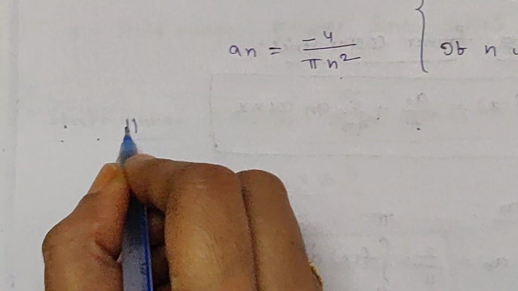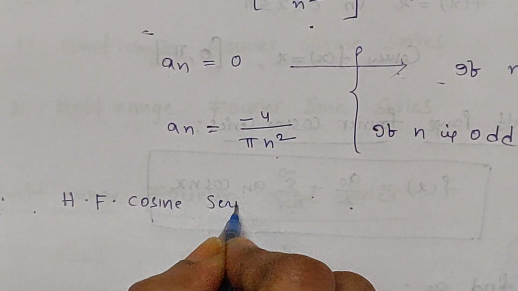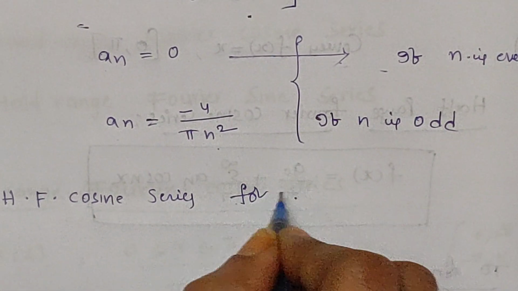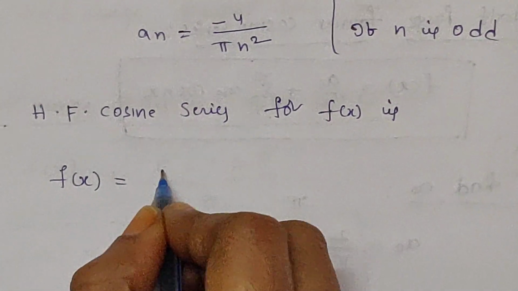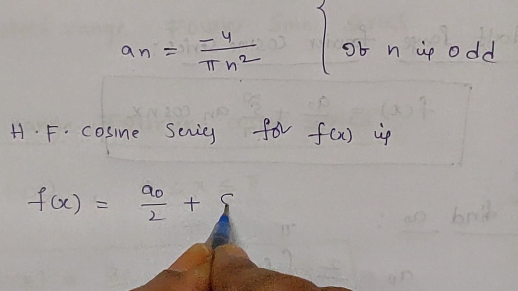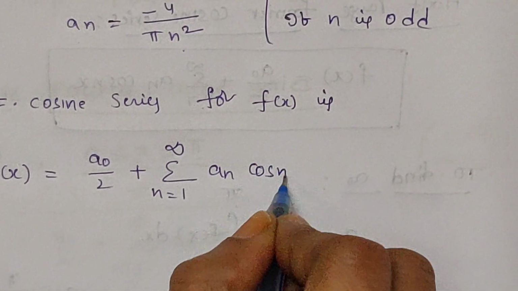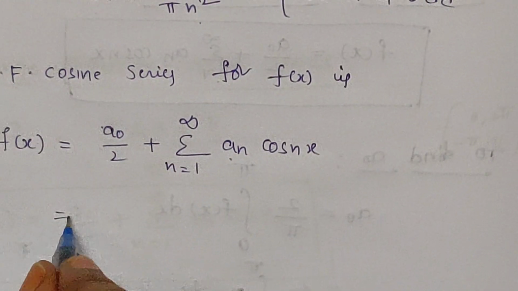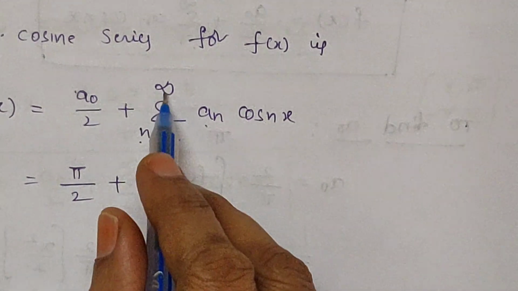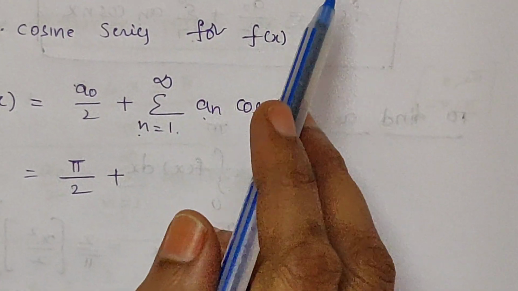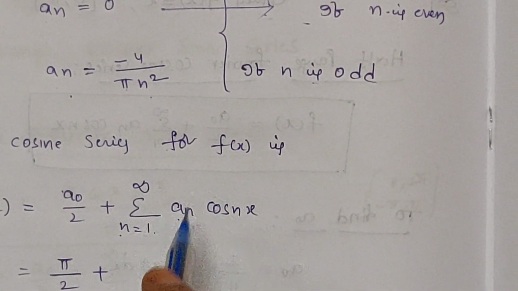Therefore, the half range Fourier cosine series for f of x is f of x equal to a naught by 2 plus sigma n equal to 1 to infinity an cos nx. Already we determined a naught and an. We got a naught equal to pi, plus sigma n equal to 1 to infinity, where only if n is odd do we get an. For n equal to 2, 4, 6, we get 0.